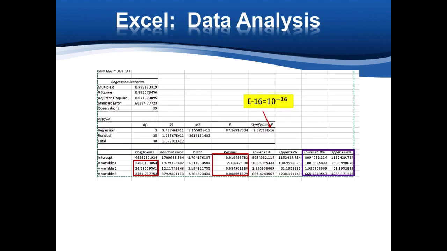Here is the Excel result using the data analysis add-in. Interpreting the numbers is very similar to simple linear regression. Firstly, we look at the significance F. If significance F is smaller than 0.05, the model is significant. Here, significance F is 2.57 e negative 16, where e negative 16 is 10 to the negative 16th power, very small. So the model is significant.